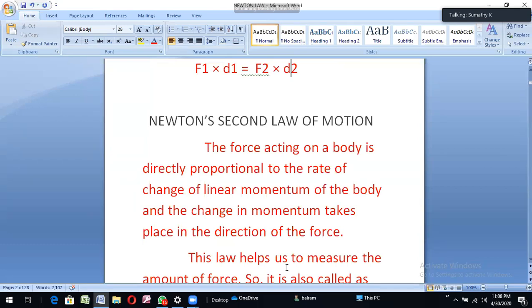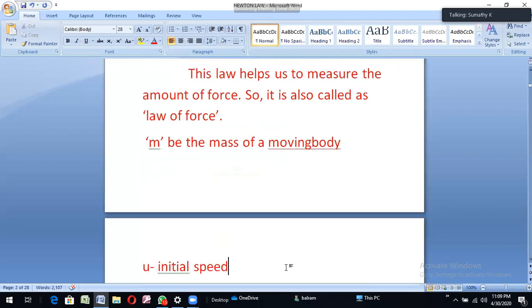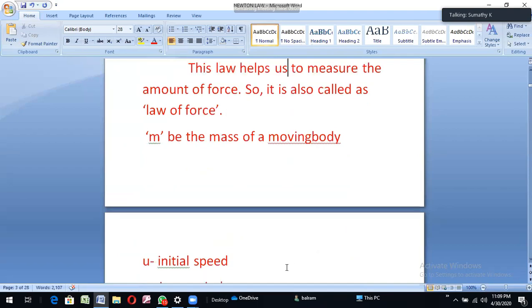Understand this? The force acting on the body is directly proportional to the rate of change of linear momentum. What is linear momentum? P is equal to mv, mass into velocity. The change in momentum takes place in the direction of the force. This is the law. Now the derivation of Newton's law. This law helps to measure the amount of force, so it is also called the law of force.